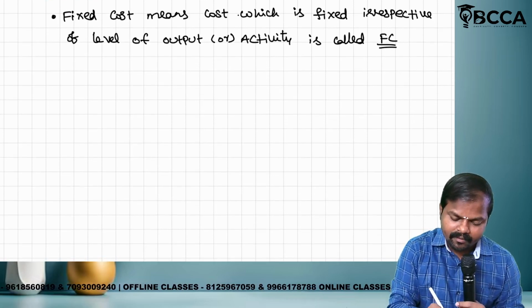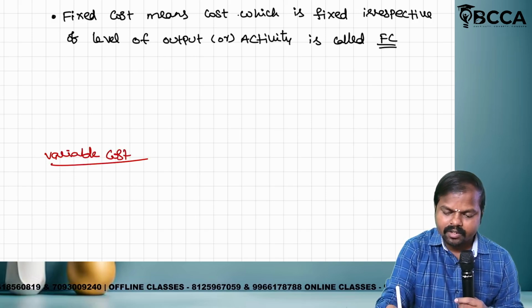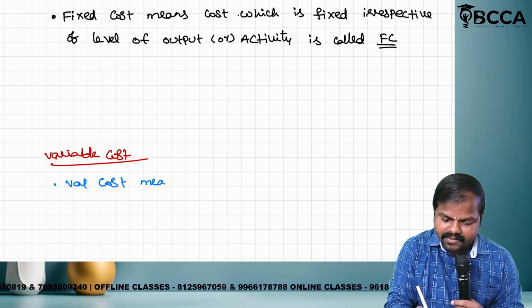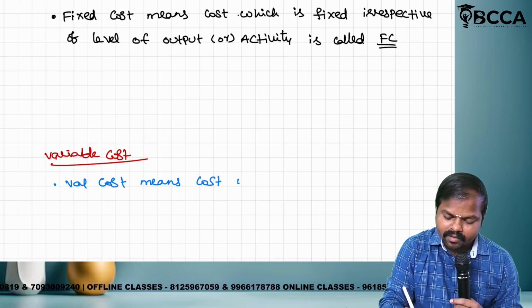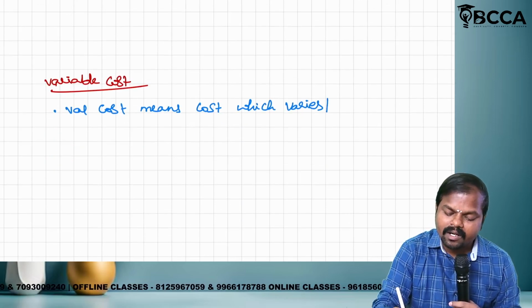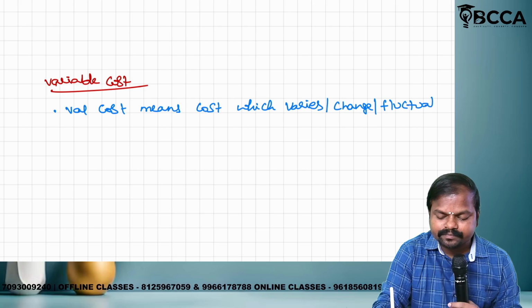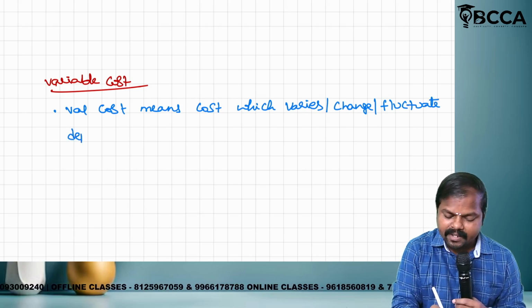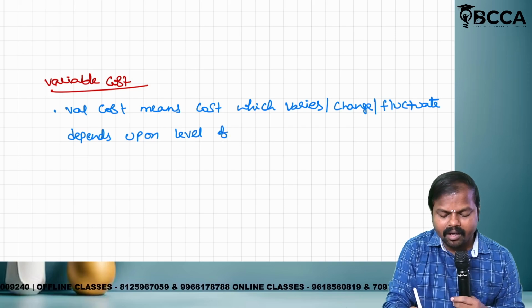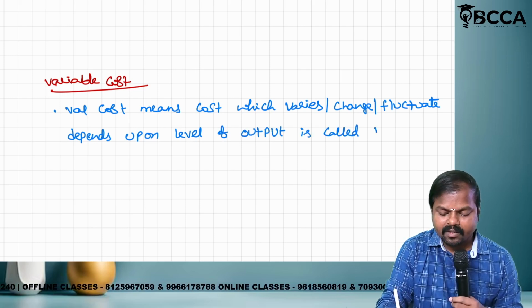Now, variable cost. Variable cost means cost which varies, or changes, or fluctuates, depending upon level of output is called variable cost.